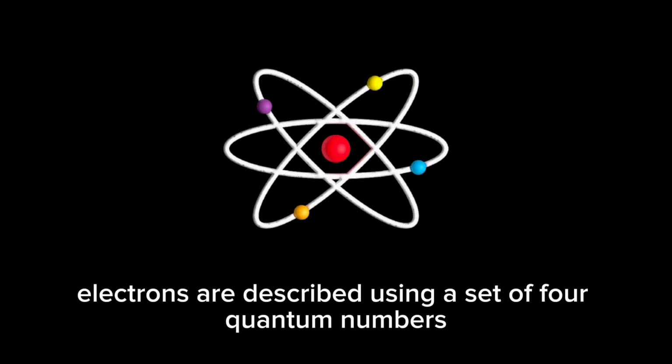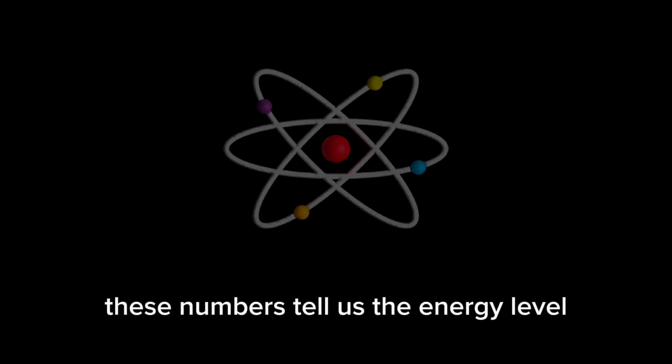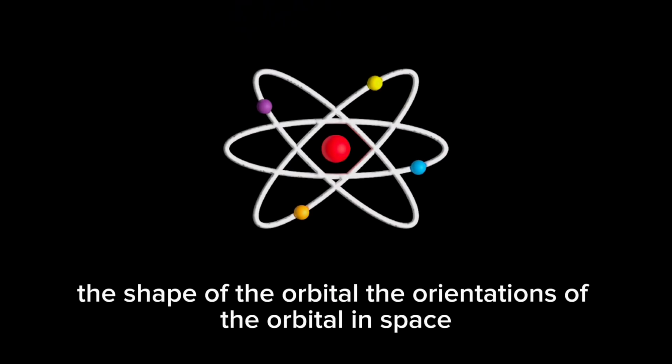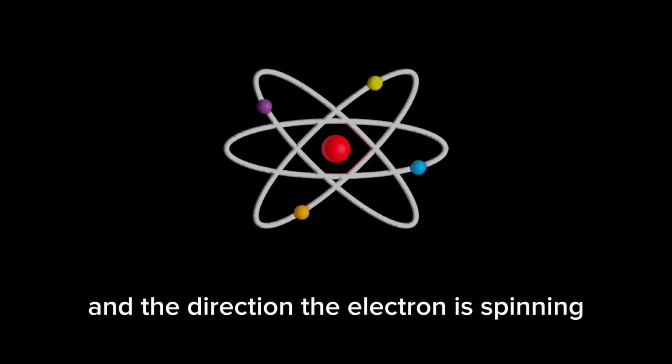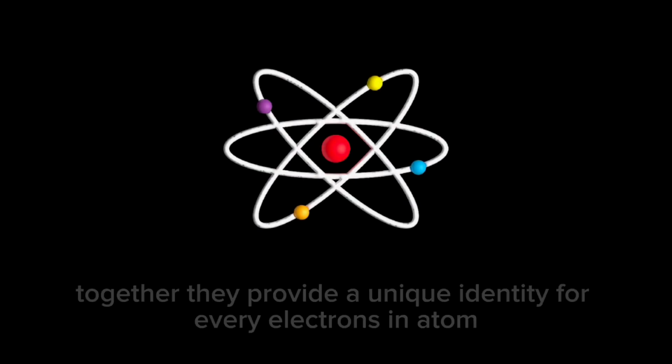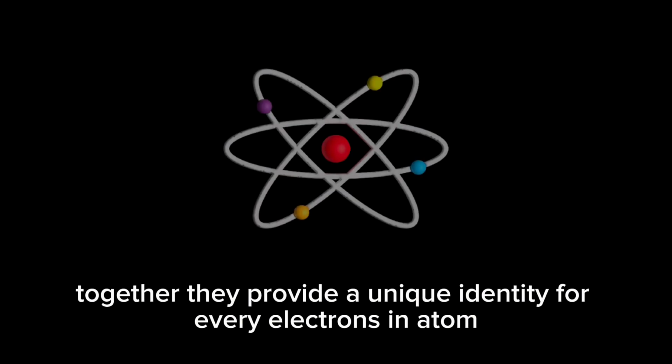Electrons are described using a set of 4 quantum numbers. These numbers tell us the energy level, the shape of the orbital, the orientation of the orbital in space, and the direction the electron is spinning. Together, they provide a unique identity for every electron in an atom.